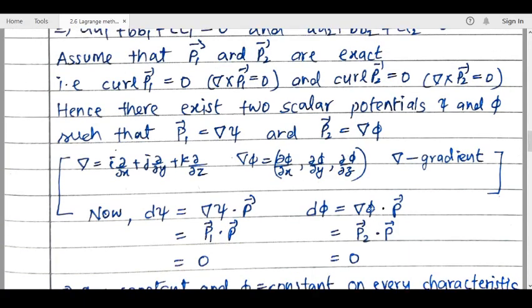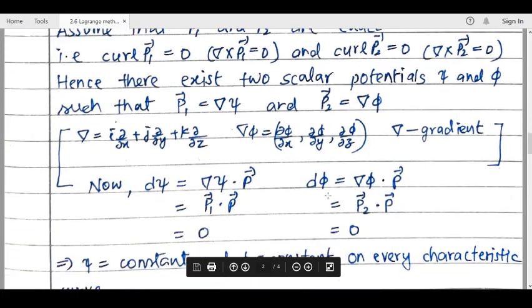And d psi, the total derivative of psi, is nothing but del psi dot p. So it is the derivative in the direction of p. The derivative of psi in the direction of the vector p is given by del psi dot p. But what is del psi? Del psi is nothing but P1. So it is P1 dot p. And what is P1 dot p? Since P1 is orthogonal to p, P1 dot p is 0.